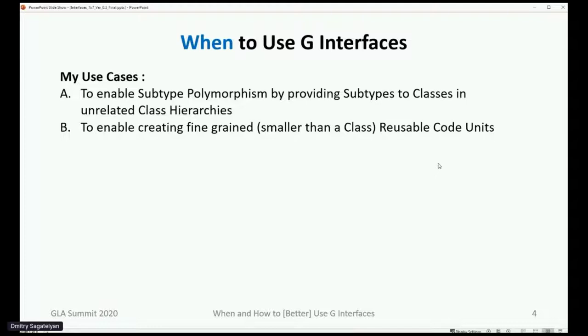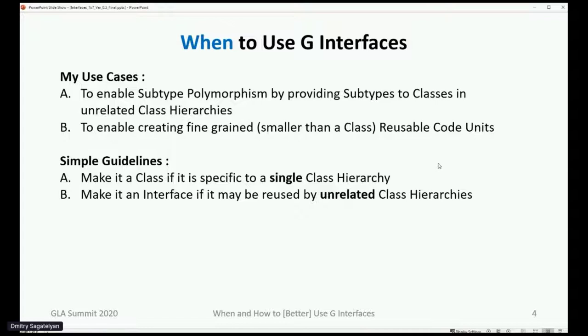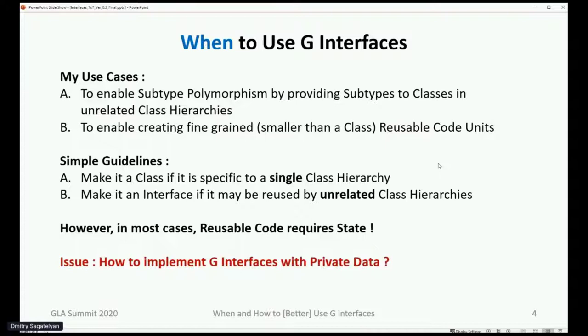While playing with G interfaces, I came up with two simple guidelines. First, make it a class if it is specific to a single class hierarchy. Second, make it an interface if it may be reused by unrelated class hierarchies. However, implementing reusable code typically requires state, which poses a problem. How do you implement a G interface with private data if G does not support such a critical feature?